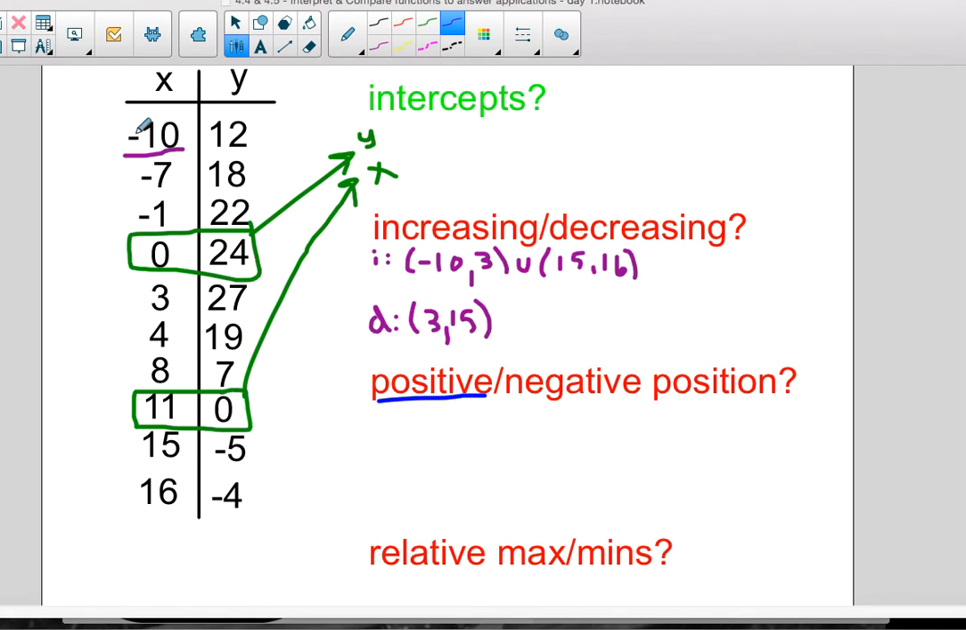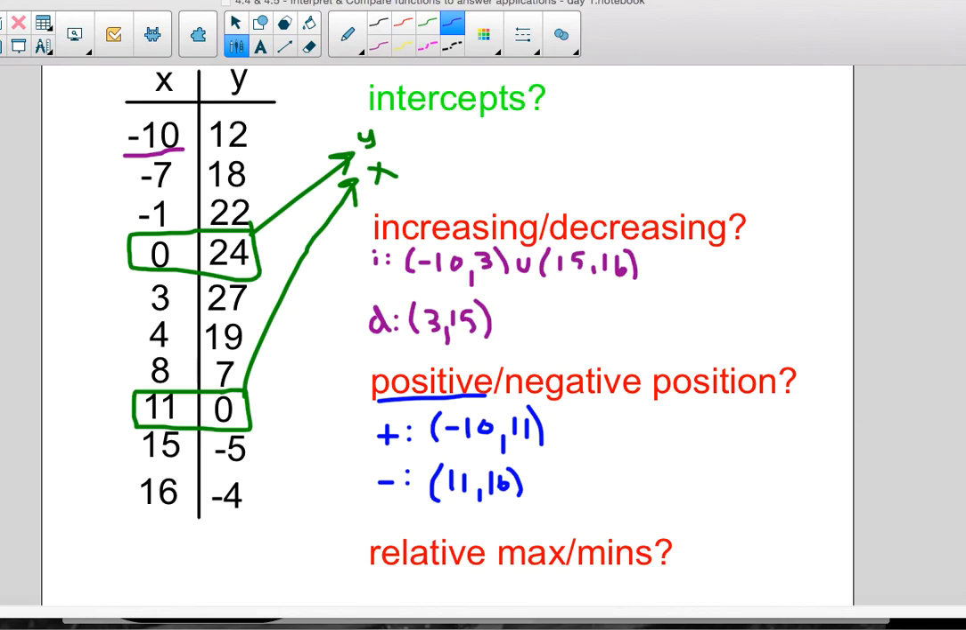So I'm basically positive from negative 10, again just giving me the x values here, to 11. And when I hit 11, I'm at 0. And then basically I'm negative between that 11 until the 16. And that's all I can do. I mean, yeah, it could be positive between 11 and 15. It might not go from 0 to negative 5 directly. It might go up to 3 and then down to negative 5. We don't know, but based on the table, that's what we have to conclude.